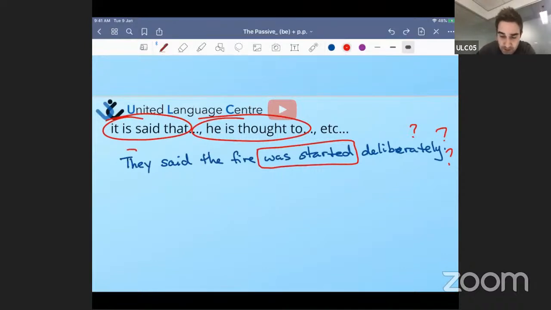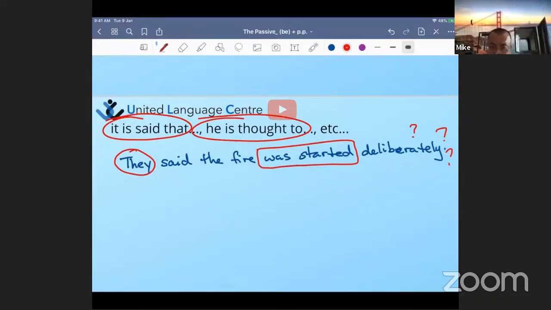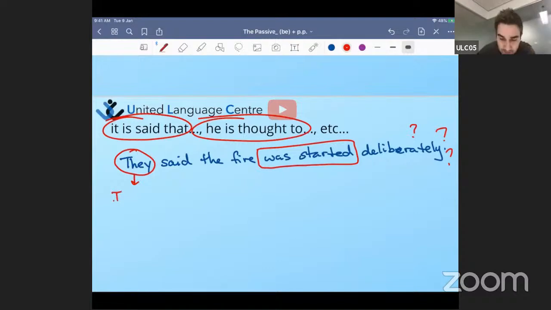But instead of saying "they," because this is the same as passive, we don't know who that is. It's just like saying someone stole my bike, right? I can change this to "it is said that the fire was started deliberately." This is more formal.